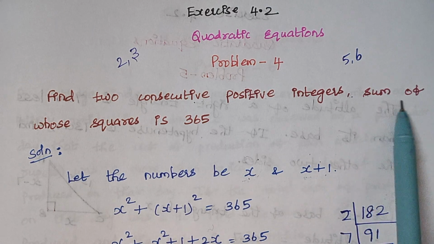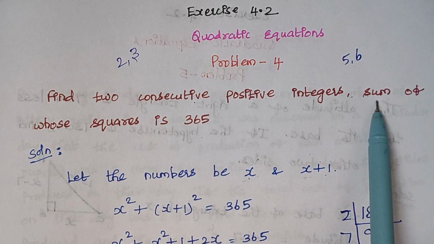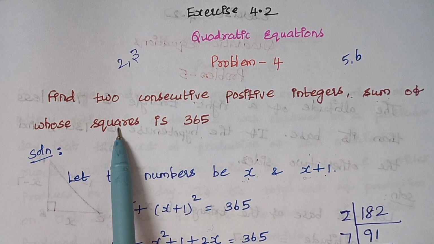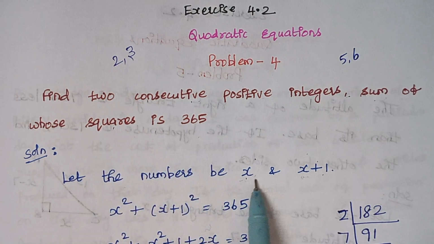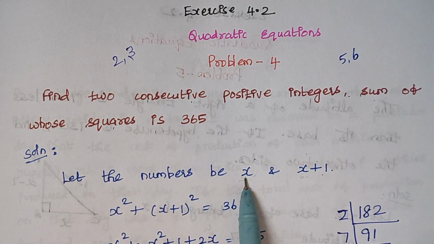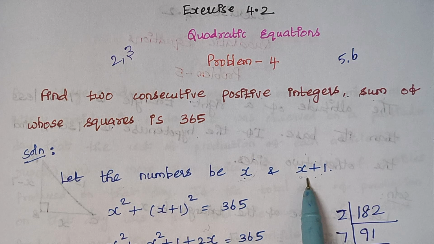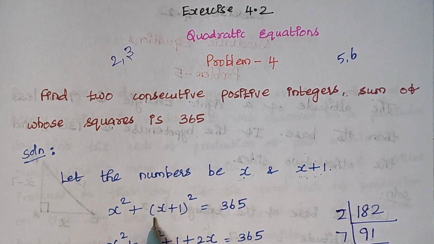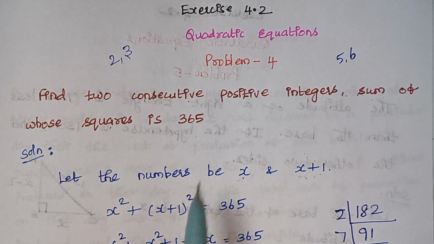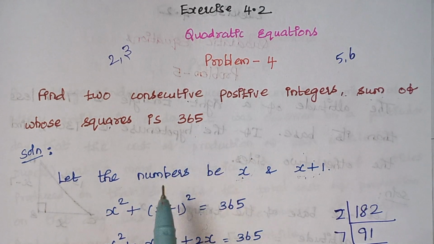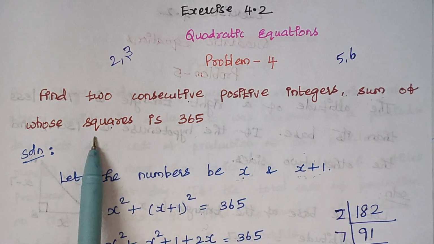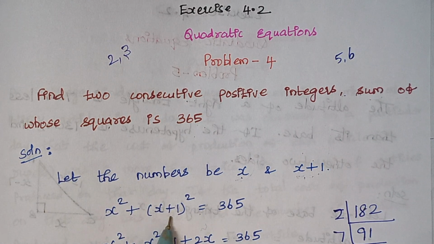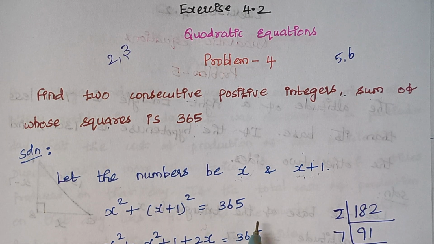Sum means you have to add. Sum of whose squares, you have to square the numbers and add them. So when you square x, what happens? Here it is x square. When you square this term, it is x plus 1 whole square. So x square plus x plus 1 whole square is equal to 365. It is given, sum of squares. Always keep this in mind.